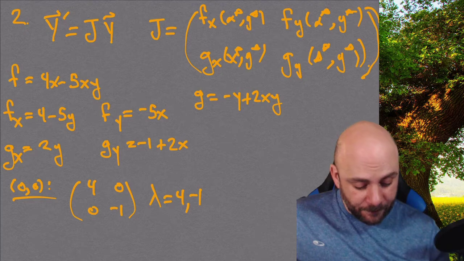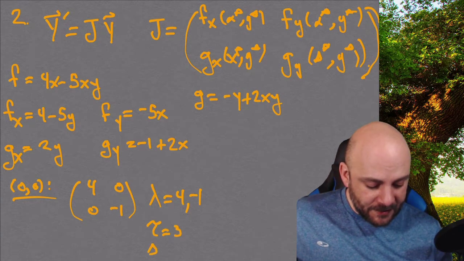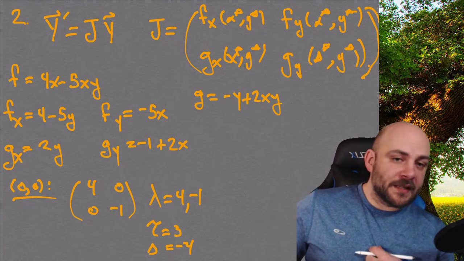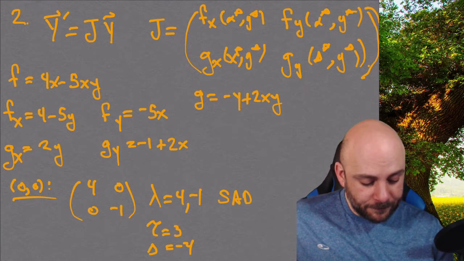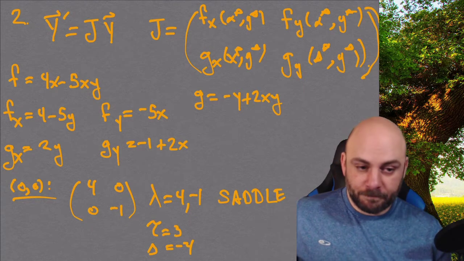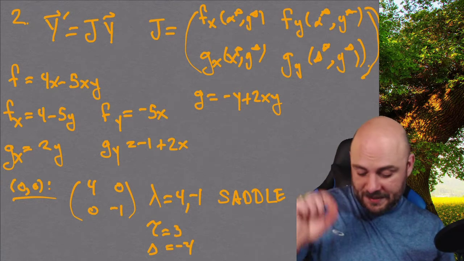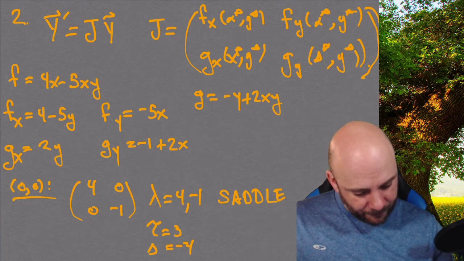If you still don't have it, my trace is 3 and my determinant is negative 4. Either one of these things could give you the information you need. At this point is a saddle. Sound good? So my origin is a saddle. Keep that in mind. I've run out of room because I'm a very big writer.